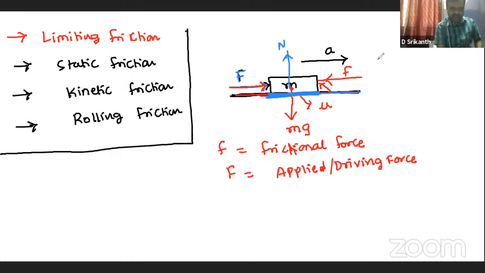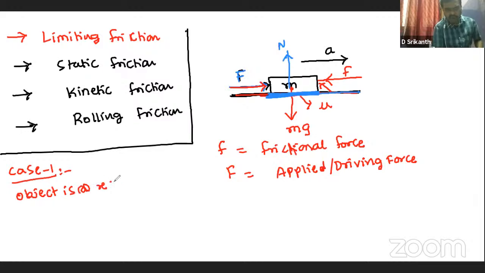Now here it is case 1. When the object is at rest, there is no applied force, hence there will be no motion. Whenever there is no motion, there is no question of obstructing the relative motion of the object. Next, case 2.